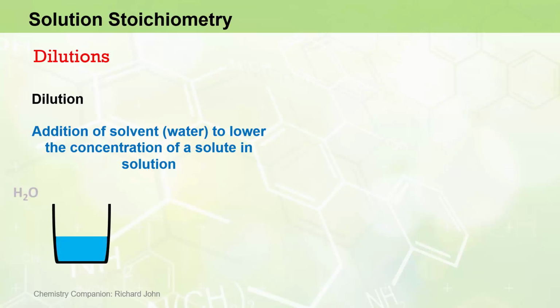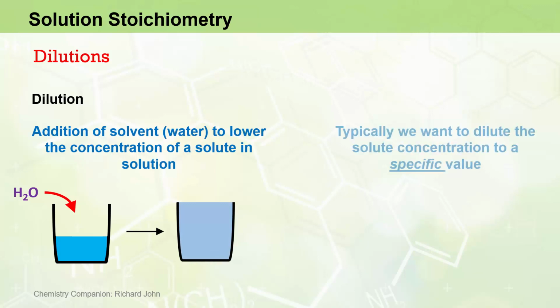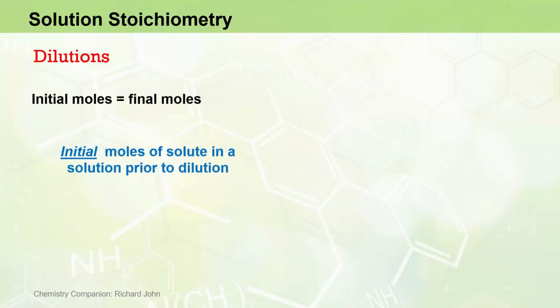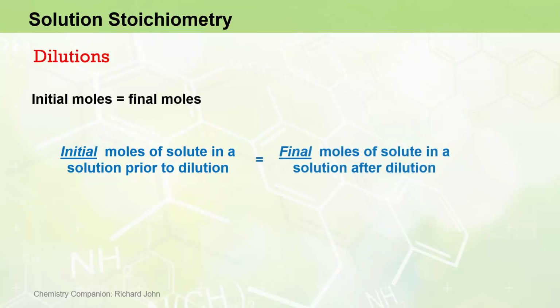In aqueous solutions where water is the solvent, that means we need to add water to the solution to dilute the solute. And typically we want to dilute the concentration of a solute to a specific concentration value. The key here is to realize that the amount of solute in the solution does not change when we add the solvent. So in other words, the initial moles of a solute in solution prior to adding the solvent equals the final moles of the solute in solution after we add the solvent.